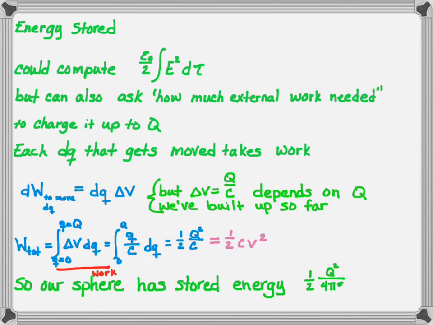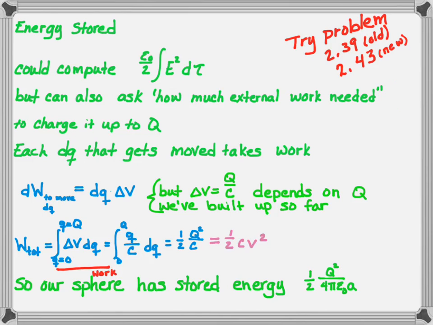So our sphere has stored energy, and the stored energy is going to be equal to 1/2 Q squared over 4 pi epsilon naught a. Remember, the 4 pi epsilon naught a was the capacitance we calculated for our sphere when the second radius went to infinity. Okay, these are our short notes on capacitance and energy stored in the capacitors. So what I would like you to do is to try problem 2.43 in the new book and 2.39 in the old book, and we'll begin with these on Friday.